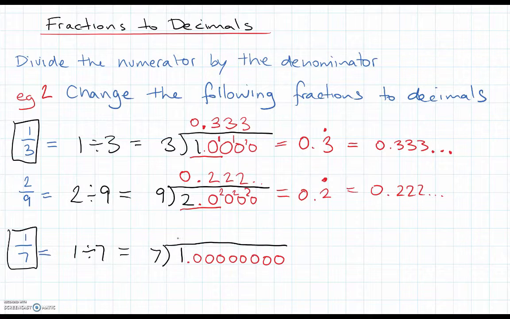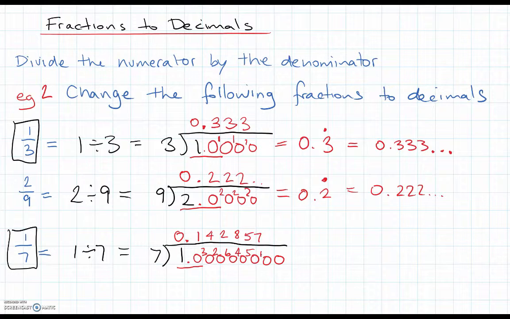7 goes into 1 0 times, and now I ask myself how many times 7 goes into 10. It goes into it once with 3 left over, and 7 into 30 goes 4 times, because 7 4s are 28 with 2 left over. 7 into 20 goes 2 times with 6 left over, and 7 goes into 60 8 times with 4 left over. 7 goes into 40 5 times with 5 left over, and 7 goes into 50 7 times with 1 left over.